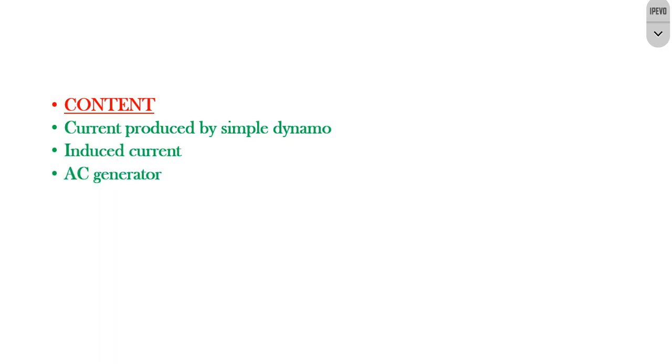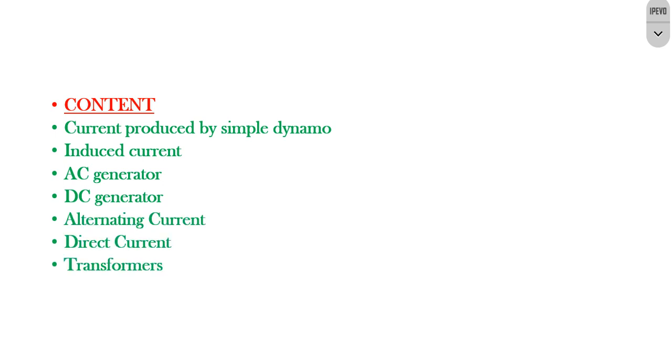Welcome, viewers. In this lecture, we are going to consider multiple question and answer under the following topics: current produced by simple dynamo, induced current, AC generator, DC generator, alternating current, direct current, transformers, induction coil, electric motor, to mention but a few.